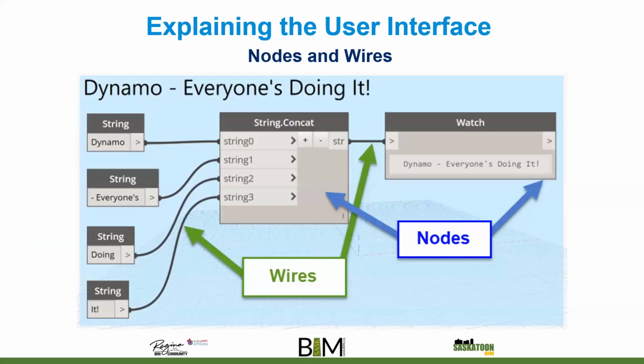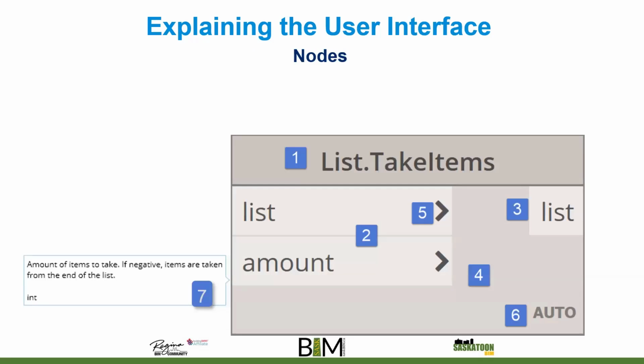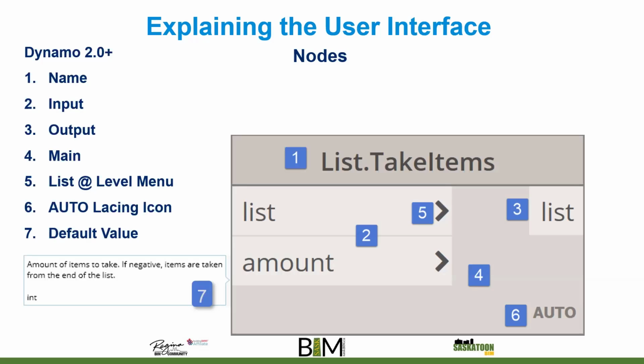Everything's about the nodes and the wires. The nodes are the boxes, the wires are what connects them. It's just that simple. Now, the node itself, or the interface, has changed a little bit over the course of time. The most current iteration is what we see here. We're pretty close to what we see here. There is one small change, but we have the name. We have the inputs, the outputs. Inputs always on the left, outputs always on the right.